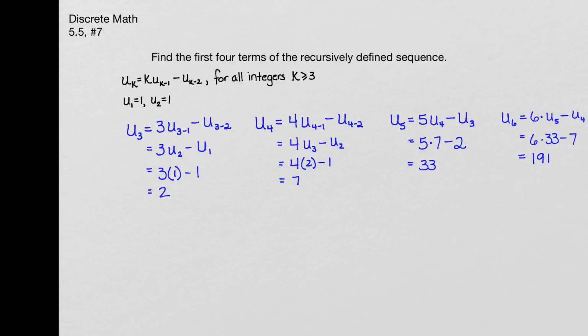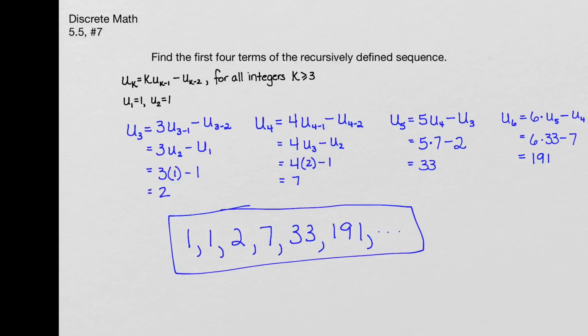So, what does this give us in the end? Our terms are 1, 1, 2, 7, 33, and 191, and of course that continues on forever. But we have finished this problem, and a little bit extra as well.